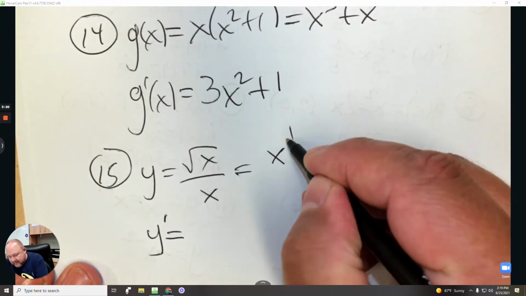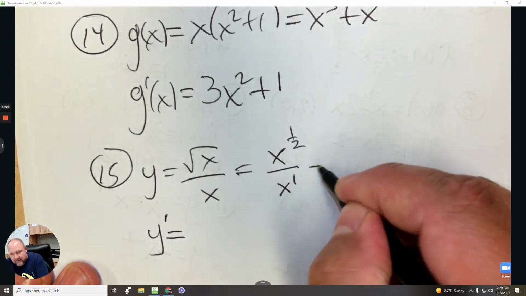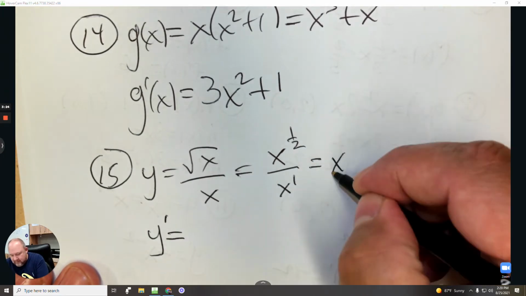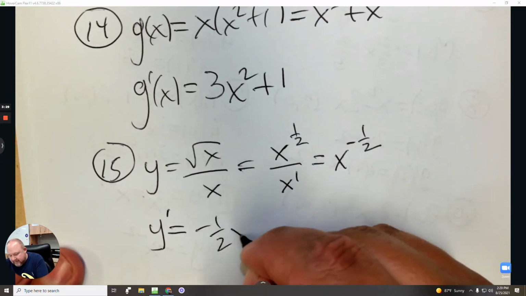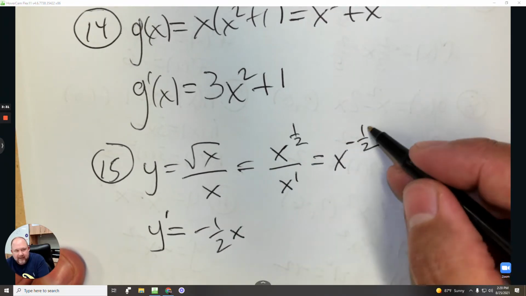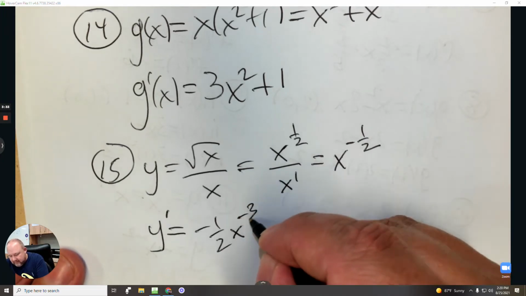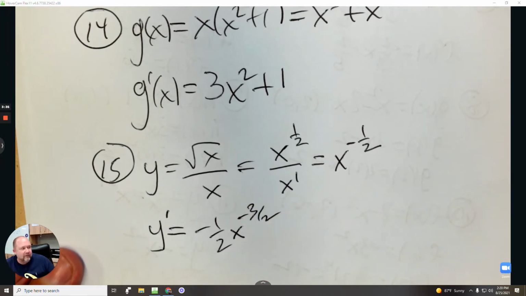Simplify. x to the 1/2 over x to the 1, subtract, and you get x to the negative 1/2. Now the power rule, that's negative 1/2. Subtract 1, go negative 1, take away 2, negative 3 over 2. Number 16.